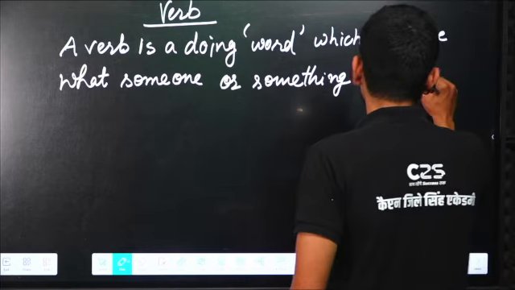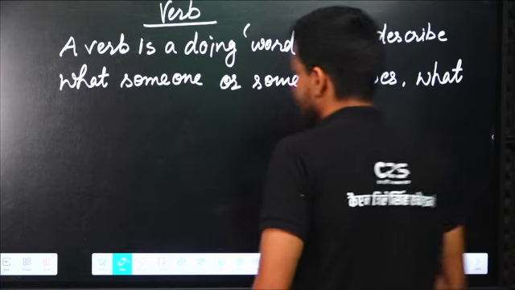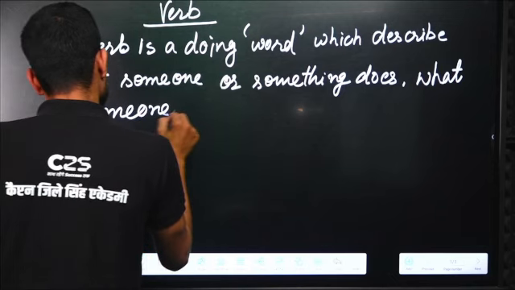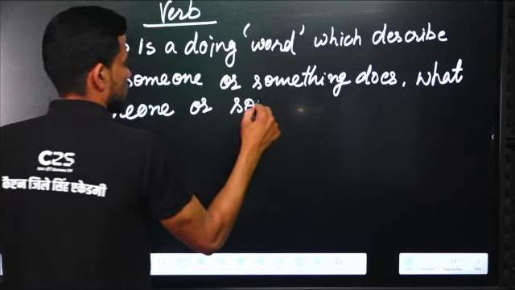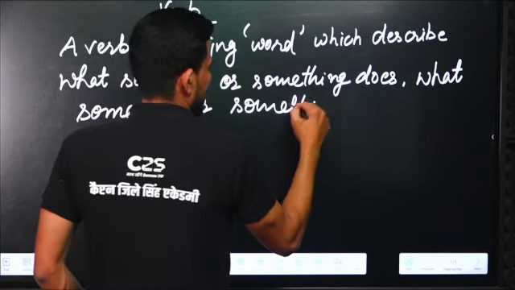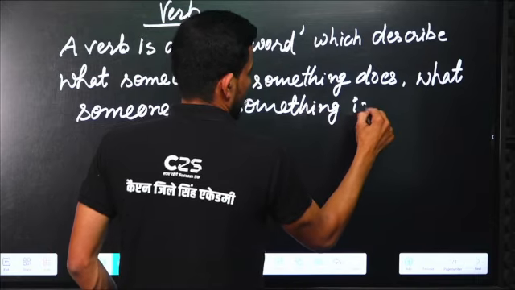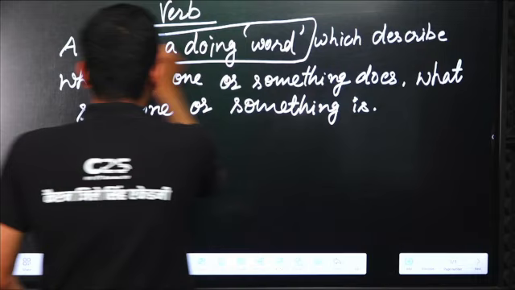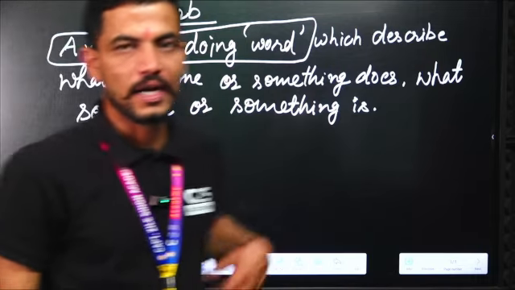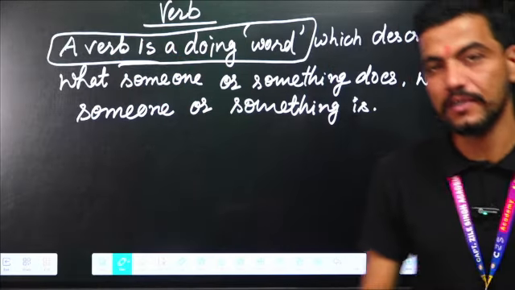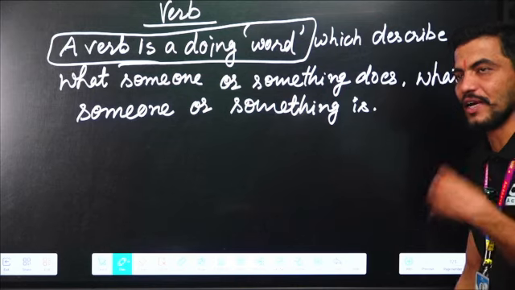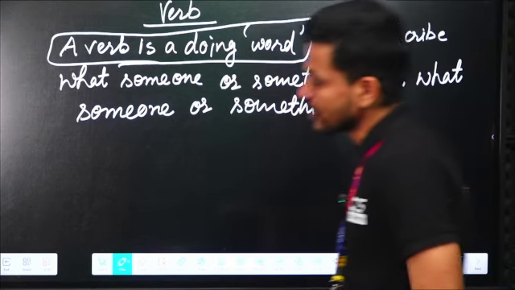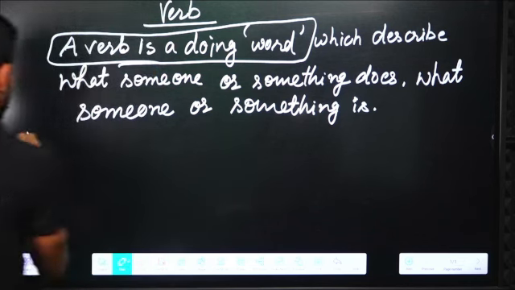You can say what someone or something is. So the verb basically is a doing word. A verb is a doing word, or you can say action word, which describes what someone or something does. So in Spanish basically we have two kinds of verb.